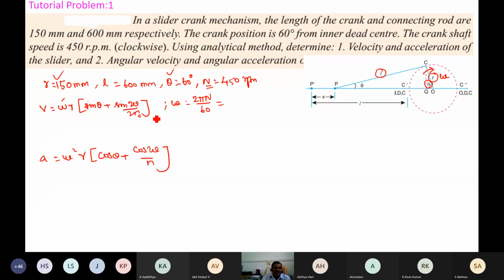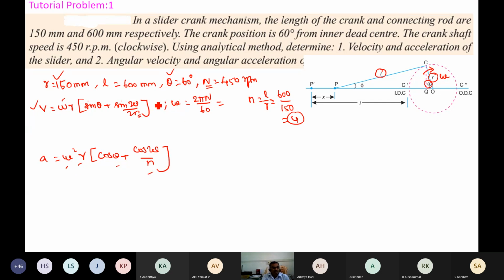What is n? n is equal to L by R. That is equal to 600 divided by 150, that is equal to 4. n is equal to 4. By substituting all the values, you can find the value of velocity. Similarly, acceleration: omega is known, r is known, theta is known, n is known.